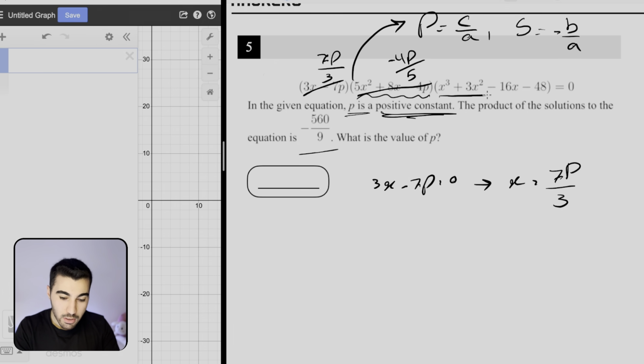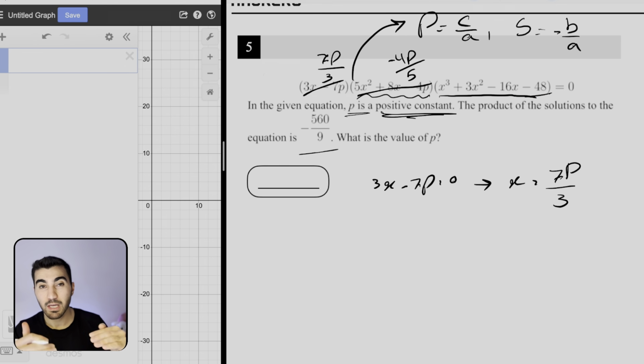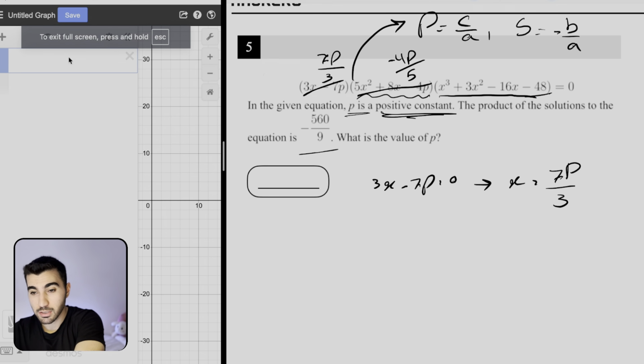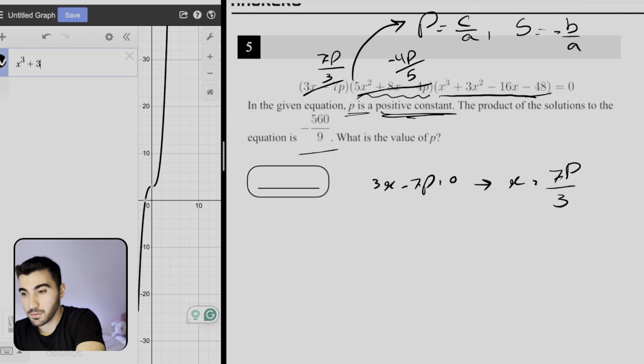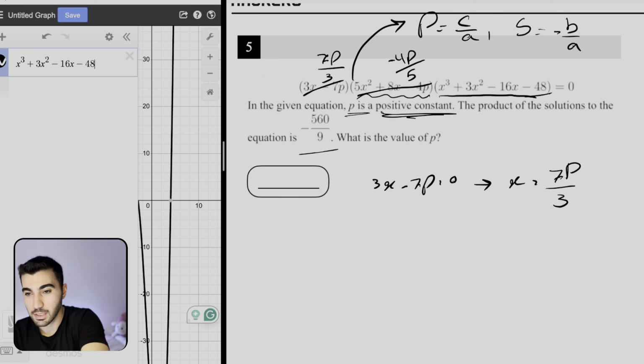Okay. Now for this one, this is x to the third power. We don't know how to find the solutions of this, but this function is already in full format. There is no variable here. So that means I can put this into Desmos and see the x-intercepts, right? So let's just go ahead and do that to find the solutions for this. X cubed plus 3x squared minus 16x minus 48.